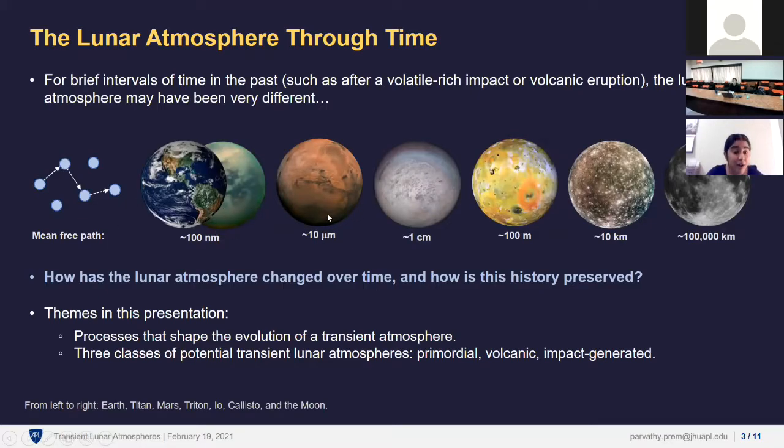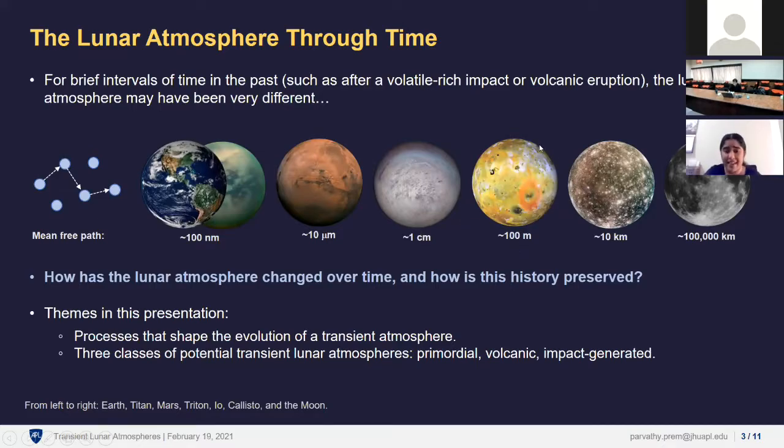If we move to Mars, as you might have heard a few hours ago, Mars has an atmosphere that is much thinner than that of Earth. But even then, molecules only move tens of microns before they collide with each other. If we move further out into the solar system, near the edge of our solar system on Triton, Neptune's moon, the mean free path grows to somewhere on the order of a centimeter.